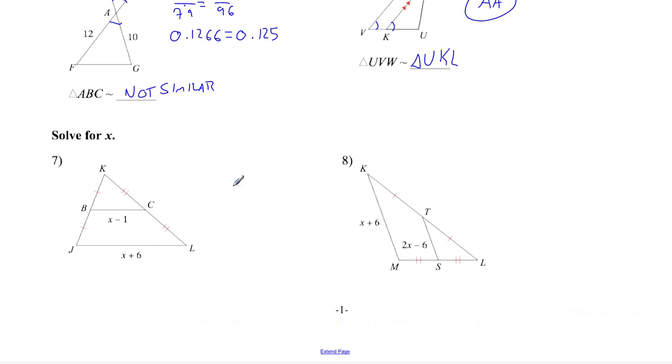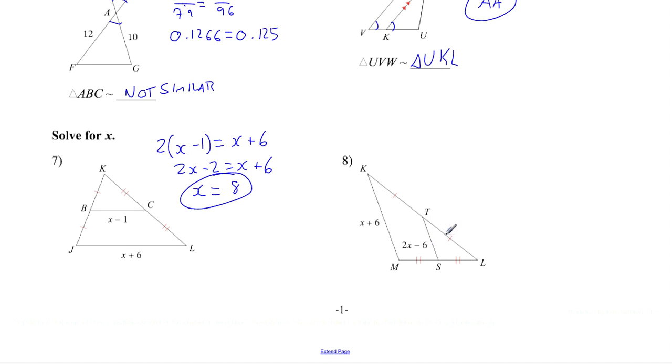Right down here, we're solving again for x. This is that mid-segment theorem, so 2 times this mid-segment is going to equal this side. So we can say 2 times x minus 1 equals x plus 6. So we're going to have 2x minus 2 equals x plus 6. So we subtract x from both sides, we get x equals 8.